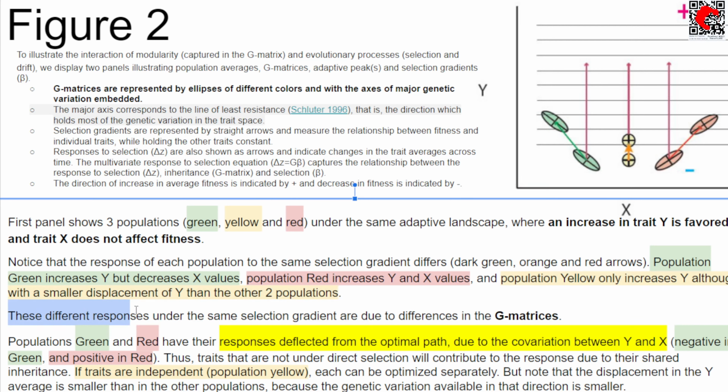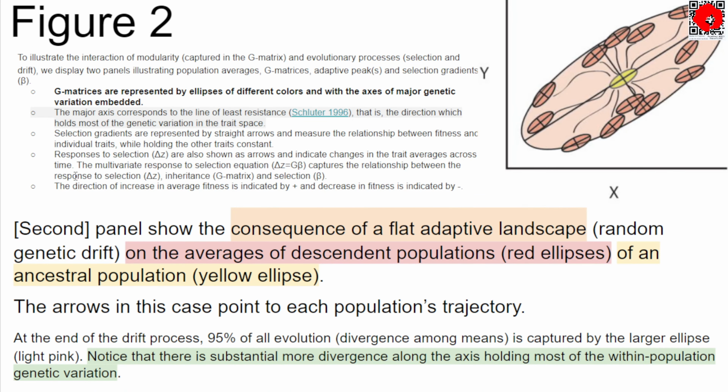These different responses under the same selection gradient are due to differences in G matrices. So one interpretation is going to be like, this locus is inducing this correlation or this functional module genetically, and then this is the statistical view only. And there's some discussion, again, of unpacking that figure. Here's the second part of figure 2.